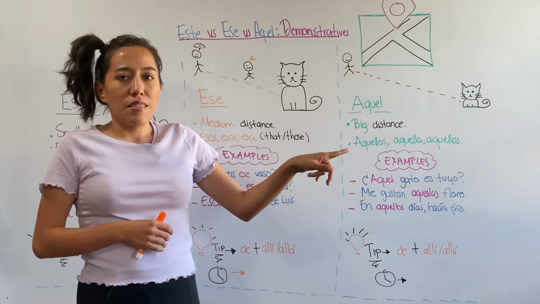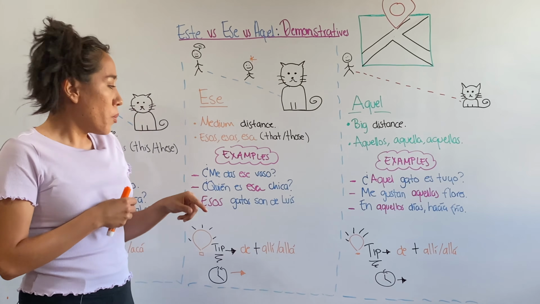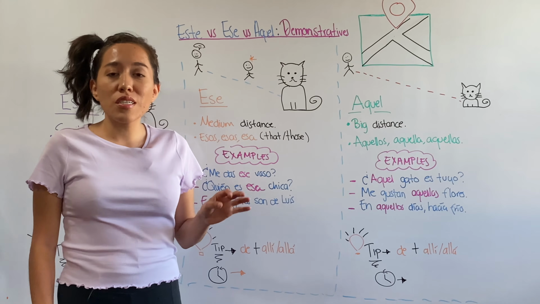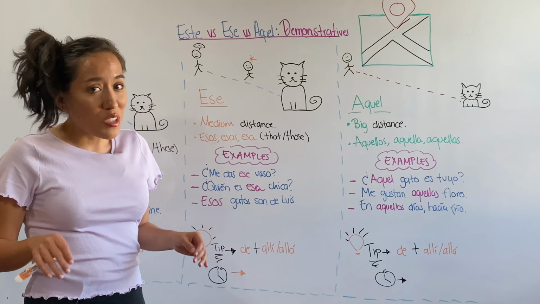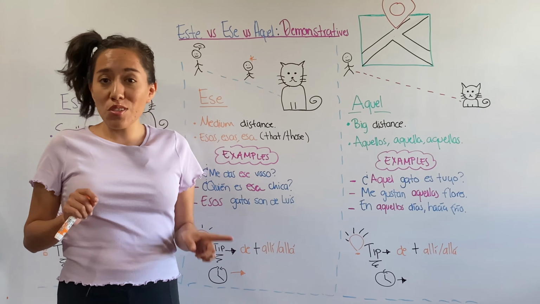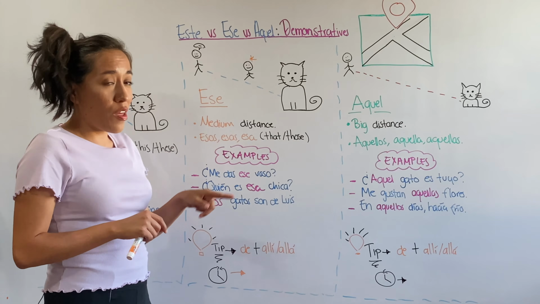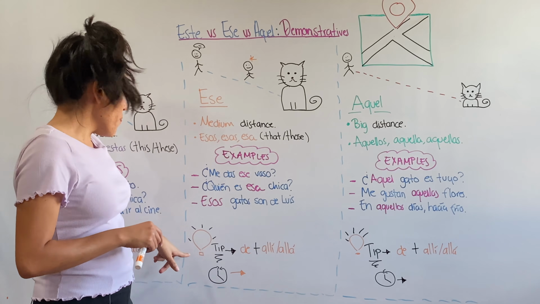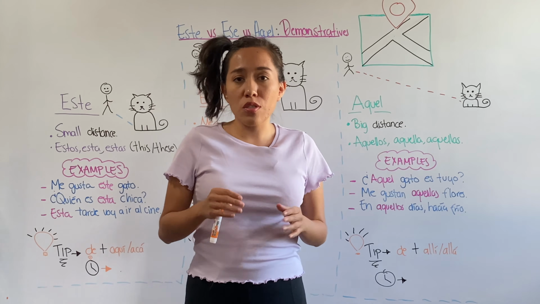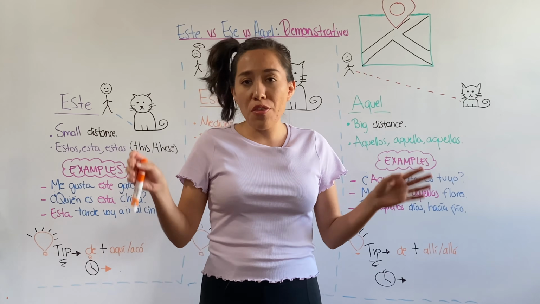¿Me das ese vaso? Can you give me that cup? Number 2. ¿Quién es esa chica? Who is that girl? You're safe. She's not going to hear you. You can keep talking. Number 3. Esos gatos son de Luis. Those cats are Luis's.